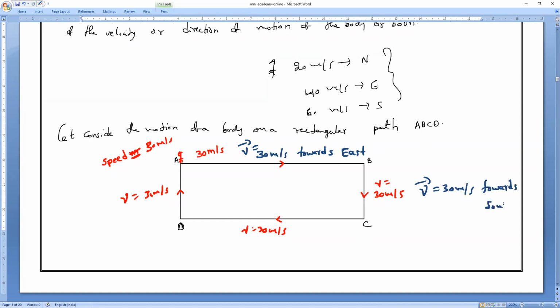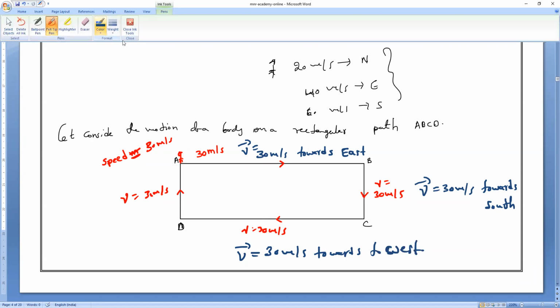South. Towards south. And here also velocity. I'm putting a bar, I'm putting an arrow. Understand, Agalya? Here what is the velocity? 30 meter per second towards to what? West. West. And here, last case.